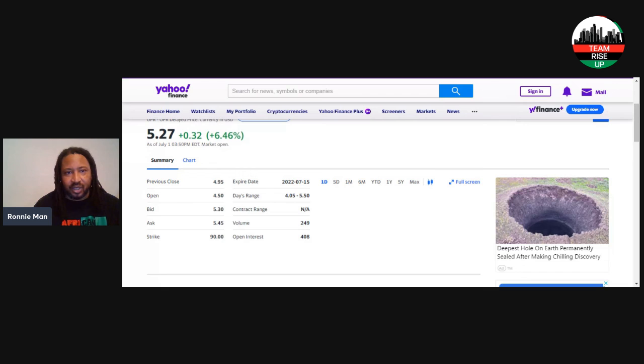Track it. This helps you fine tune your game. This helps you to look back and say, okay, I could have gotten a better entry here, or maybe I should have gotten out here, or maybe I didn't get out at a good time, or maybe I could have swung it a little bit more if I would have held it. Like for instance, that Moderna play again. It took 7 days of holding that to get a 245% return.